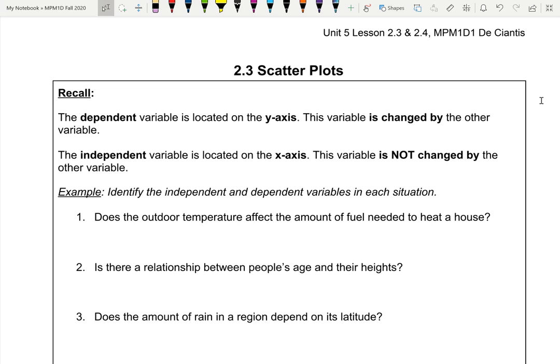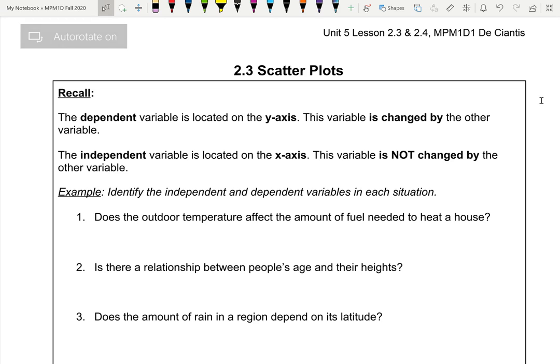The independent variable does not depend on another variable. It does not change by any other variable. The dependent variable, however, does. So as the independent variable changes, it will affect the dependent variable. So let's look at some examples and identify the dependent and independent variables below.